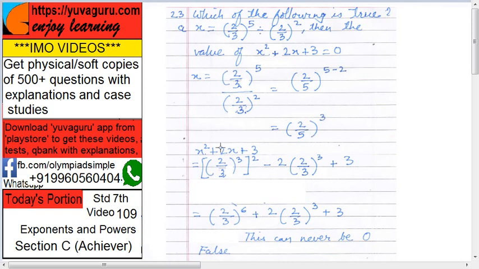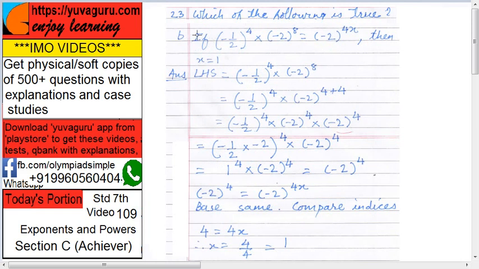Now put it in the expression x squared plus 2x plus 3. So what is x? (2/3) cubed, the whole squared, right? Plus 2 into (2/3) cubed, plus 3. Then everything is plus. So will this answer ever be 0? It will be point something or whatever number it may be. It can never be 0. That's why the answer is false.